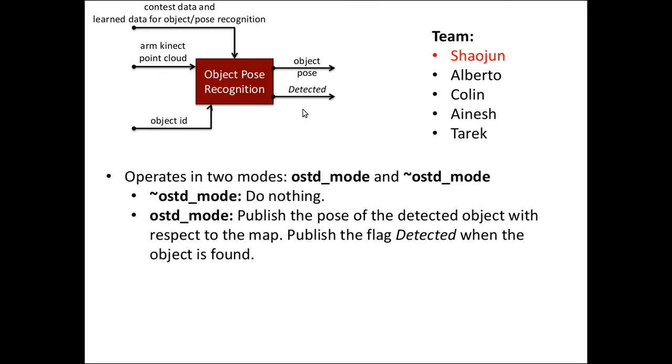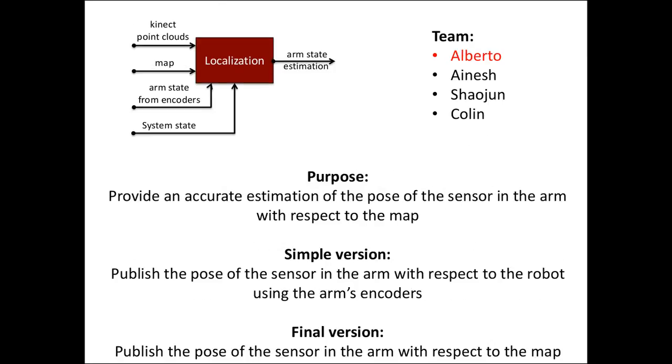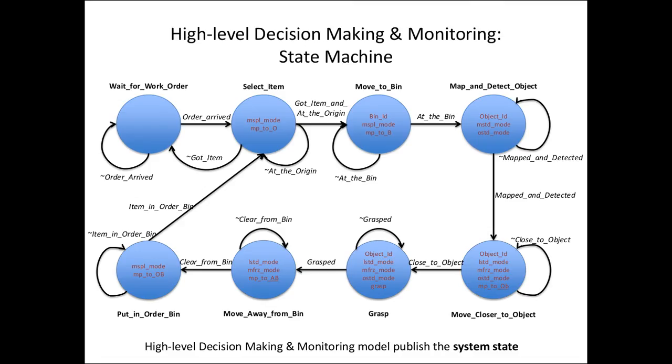So let's go back to the state machine and have a look again. And here we see we have the object ID, which is used by the object pose detection model. And using this object ID, you're going to search the image captured by the sensors in the arm to detect the object, and if the object is detected and the mapping has been finished, the system can move to this other stage.